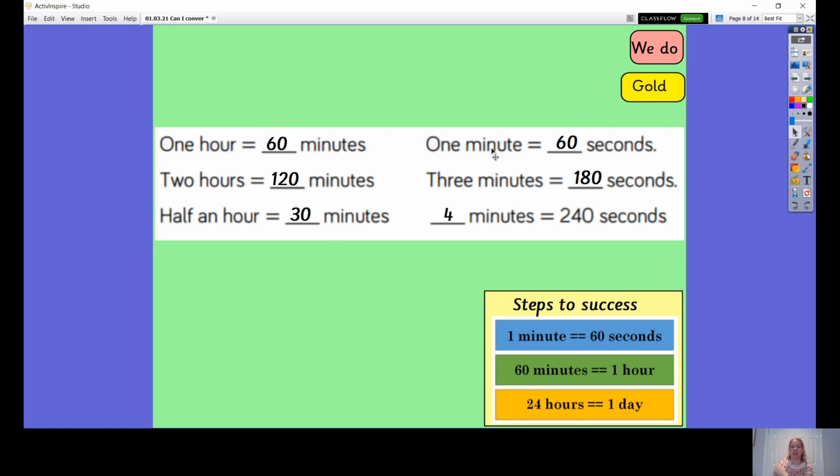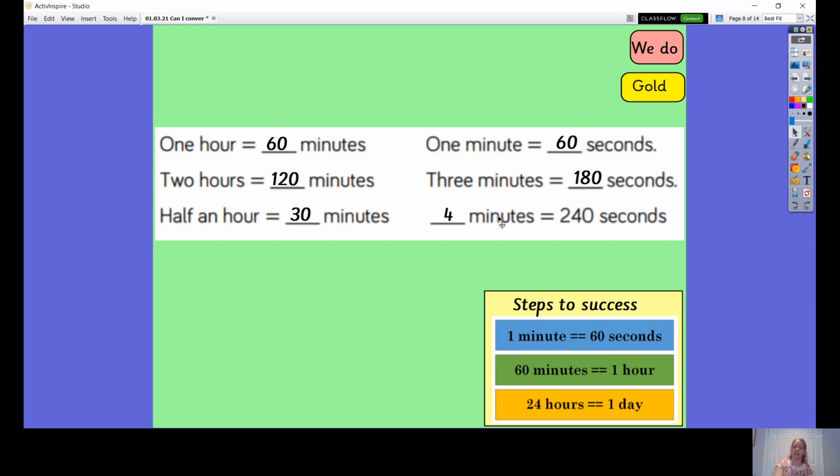1 minute is 60 seconds. Okay, that's down here. That's literally written here, look, in our steps to success. Then 3 minutes. So if 1 minute is 60 seconds, I used my knowledge of the 6 times table to work that out, because I knew that 3 times 6 was 18. And then I made sure that I included my 0.